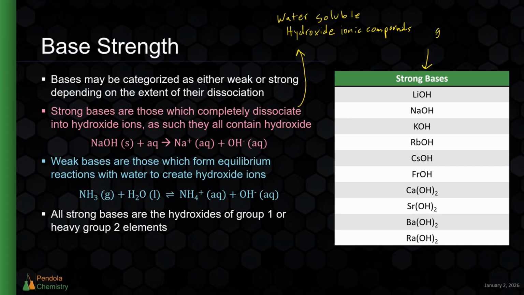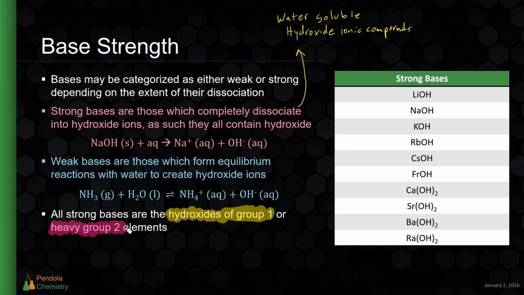Let me erase that. They're going to be group 1 and heavy group 2 hydroxides. So all strong bases are either hydroxides of a group 1 element or a heavy group 2 element. Actually, let me do this one in different colors so I can show you here. Or a heavy group 2 element.